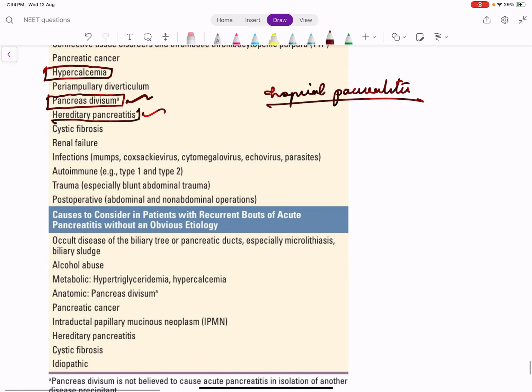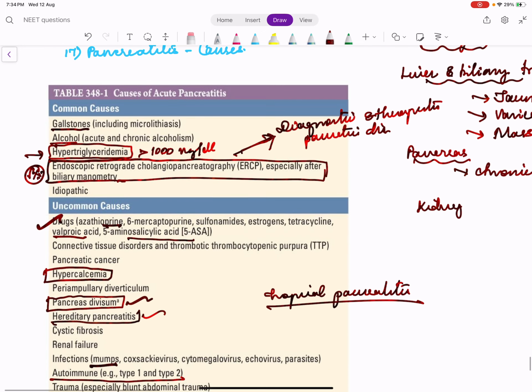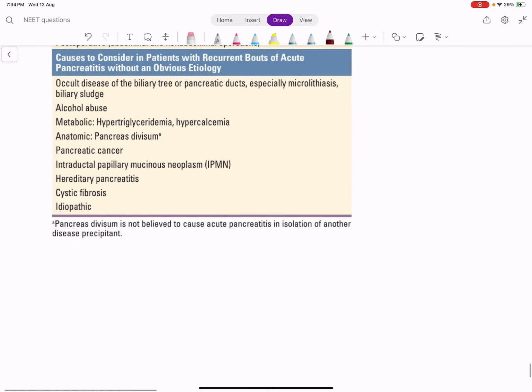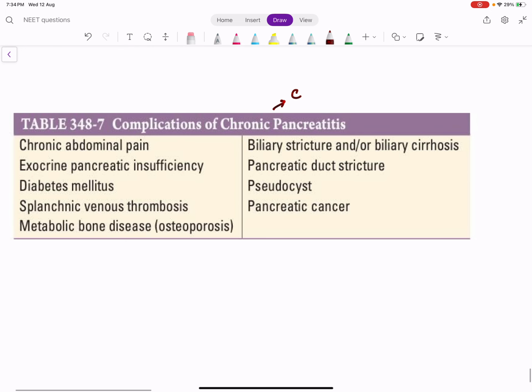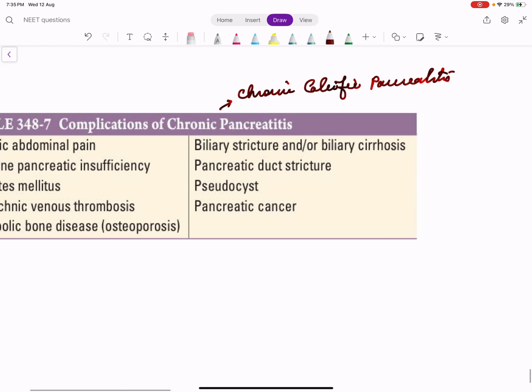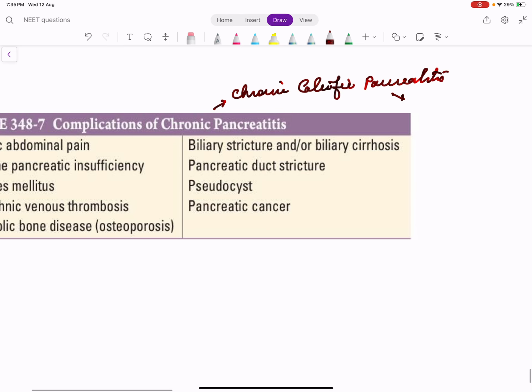Some infections can cause pancreatitis, like mumps pancreatitis. We have autoimmune pancreatitis. Trauma can cause pancreatitis. So these are just a few causes of acute pancreatitis. And chronic pancreatitis, we usually call chronic calcific pancreatitis. Because once pancreatitis becomes chronic, definitely there will be lymphocytic infiltration followed by fibrosis. That fibrosis leads to calcification.